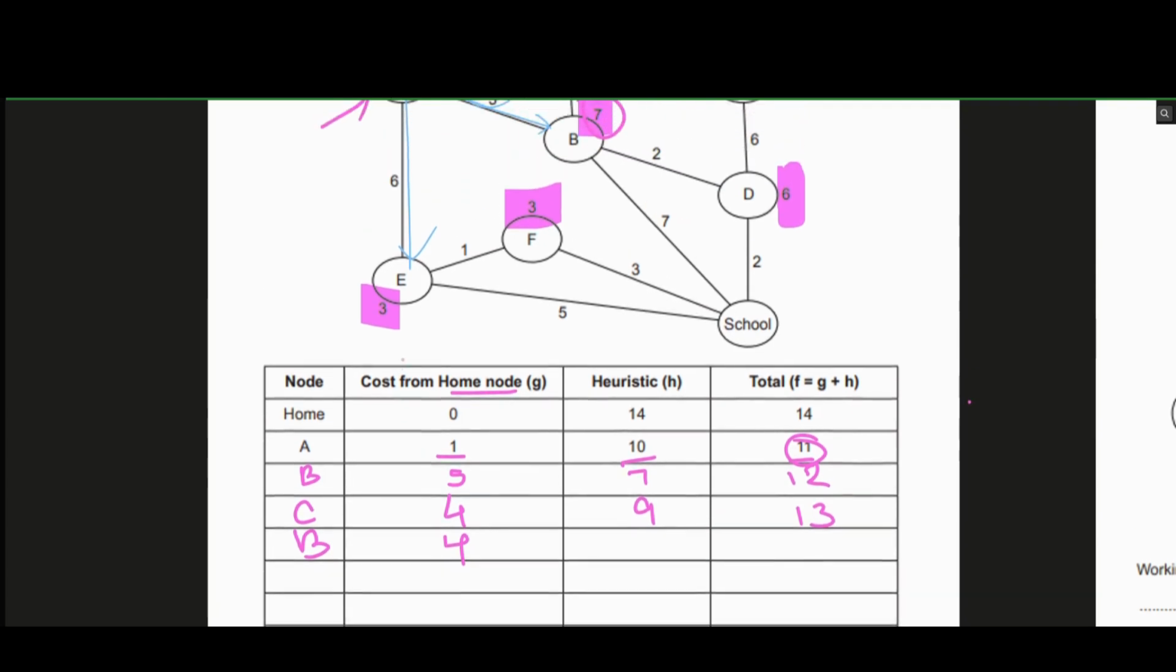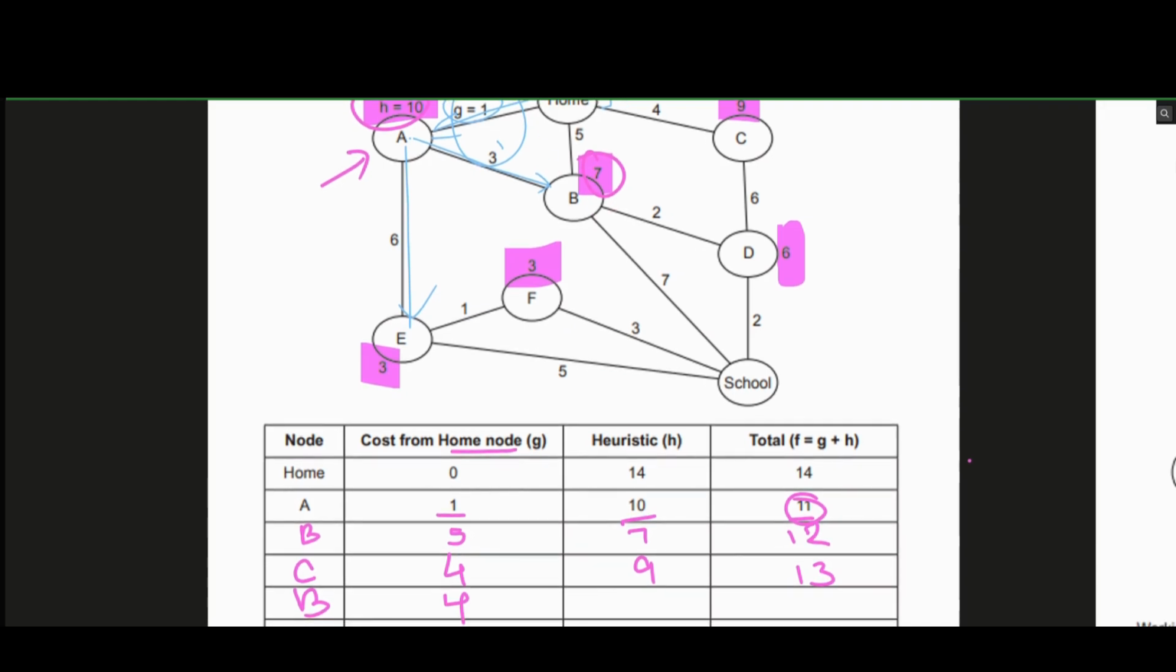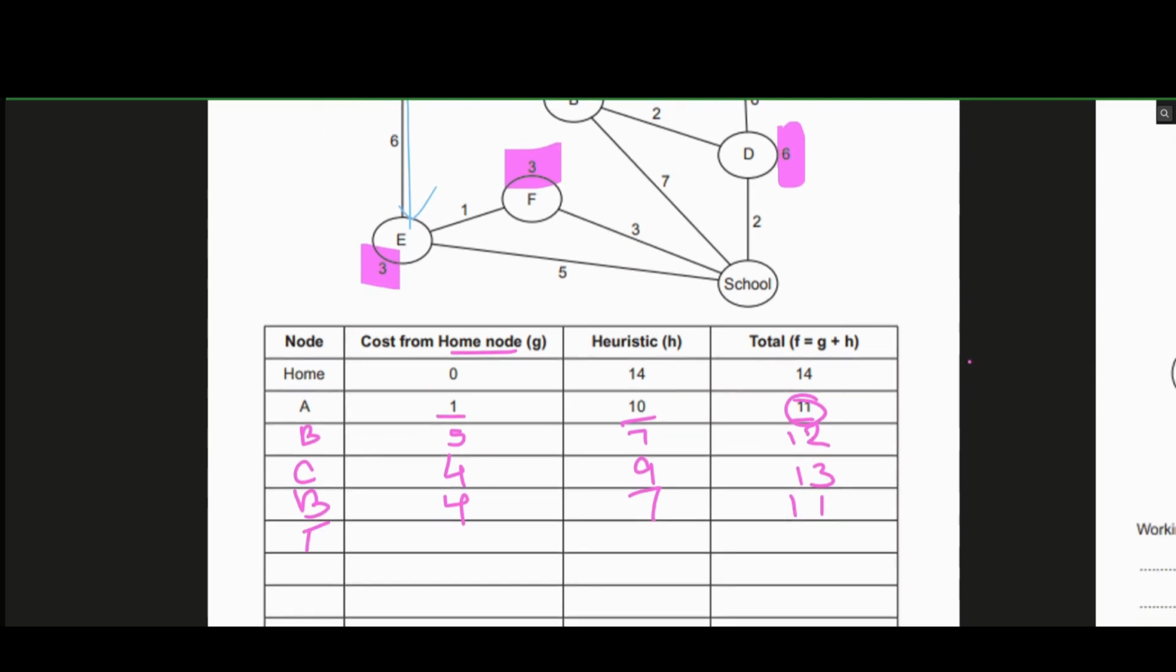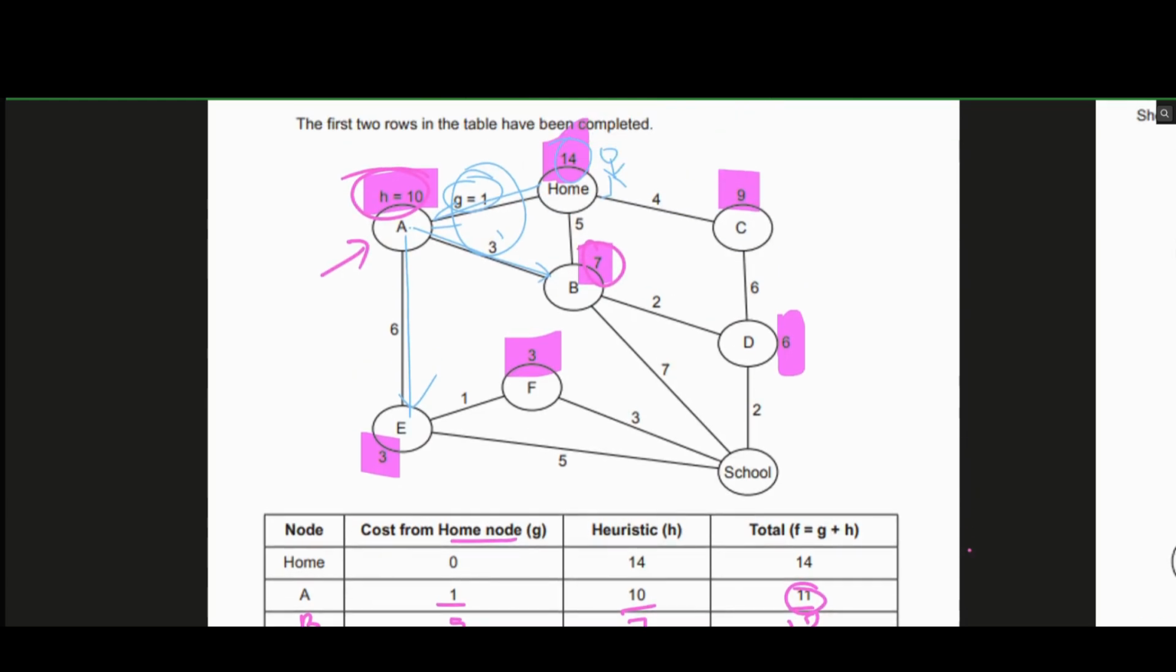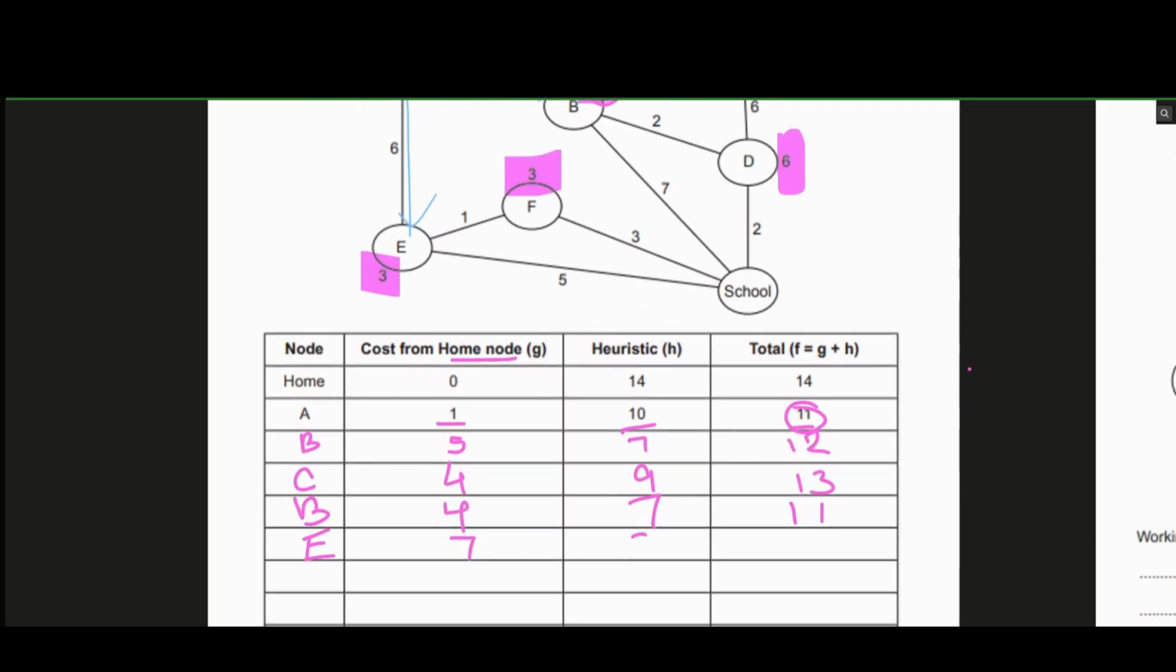Now, what is my heuristic function value? It is 7, and that is going to be 11. Now I can also go to E, right? That is going to be 1 plus 6, which is 7. Heuristic is going to be 3, and total is going to be 10. Which one is the shorter one? It is this, right? So I'm just going to tick this one, A and E.